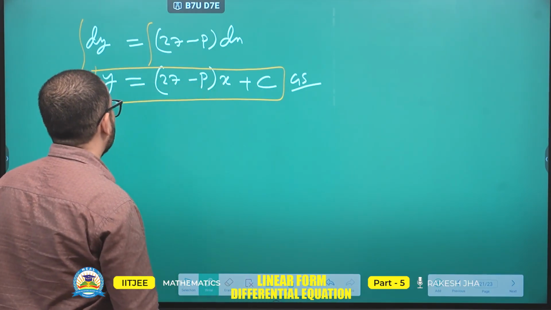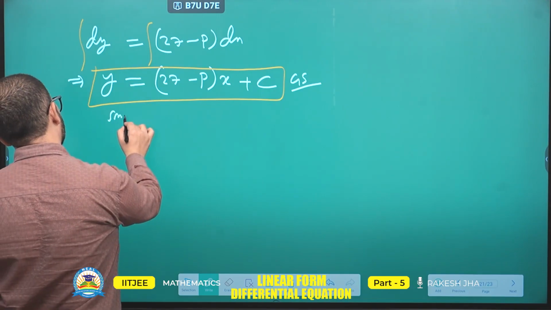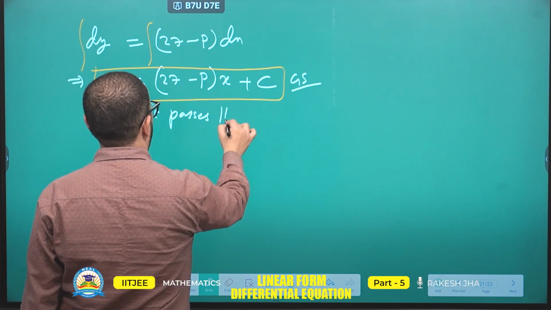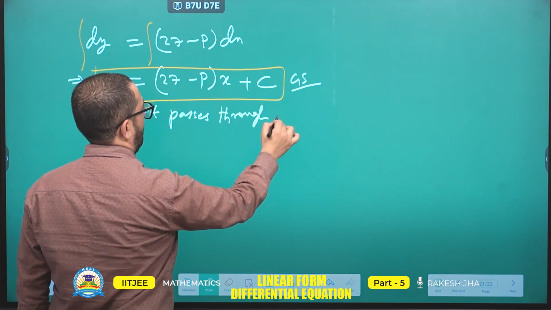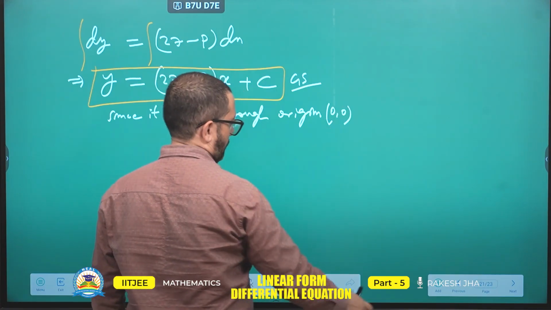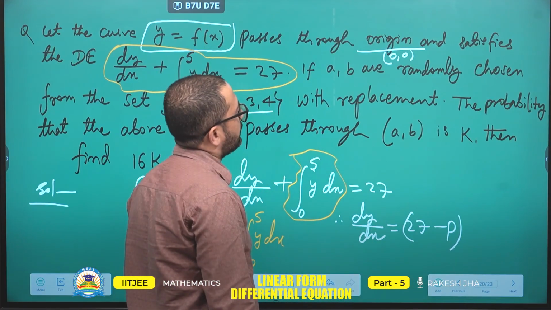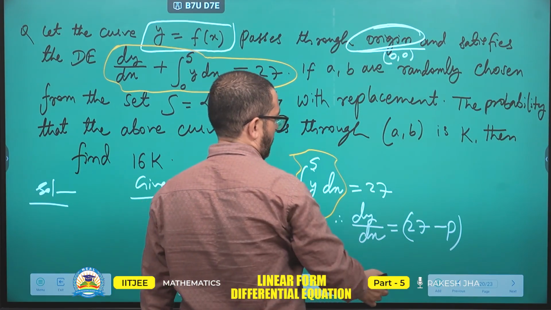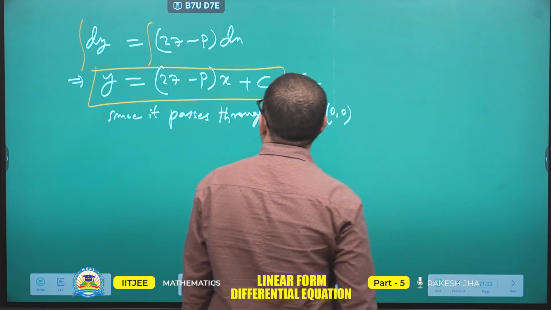Now it is passing through the origin, since it passes through the origin 0 comma 0. So what we can do here is put the values in place of the x and y coordinates, 0 comma 0. Then what will happen?